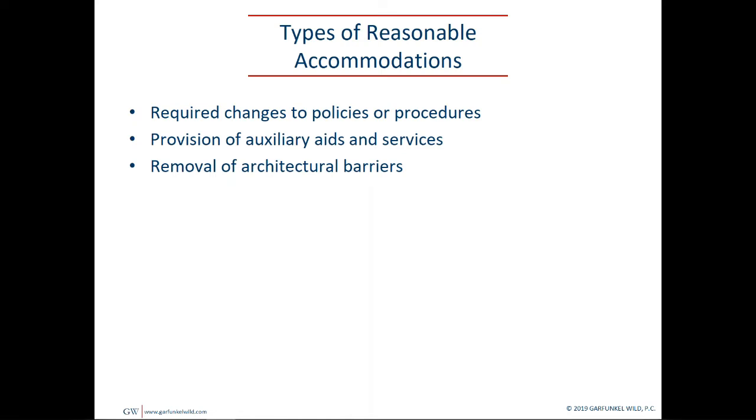And then the third type of reasonable accommodation is the removal of architectural barriers. If a person has a mobility disability and they can't access a portion of your premises or a service because of their mobility disability, the facility may have to remove a barrier, a physical barrier, in order to enable them to access the facility. So those are the three types of reasonable accommodations.